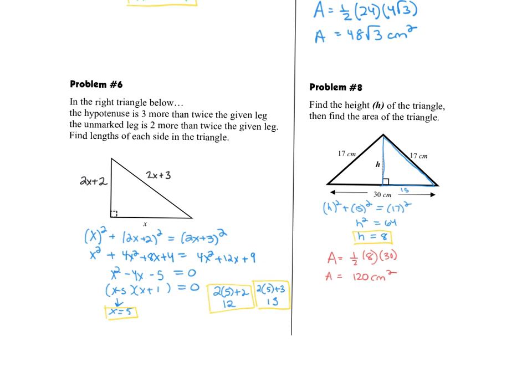And I am going to set this equal to 0. When I do, I get x squared minus 4x minus 5 equal to 0. Then I will factor, and I'm only wanting the positive answer, so x is equal to 5. That tells me this side is 5. If I do 2 times 5 plus 2, that gives me 12, so this side is 12. And then 2 times 5 plus 3 tells me that this side here is 13.